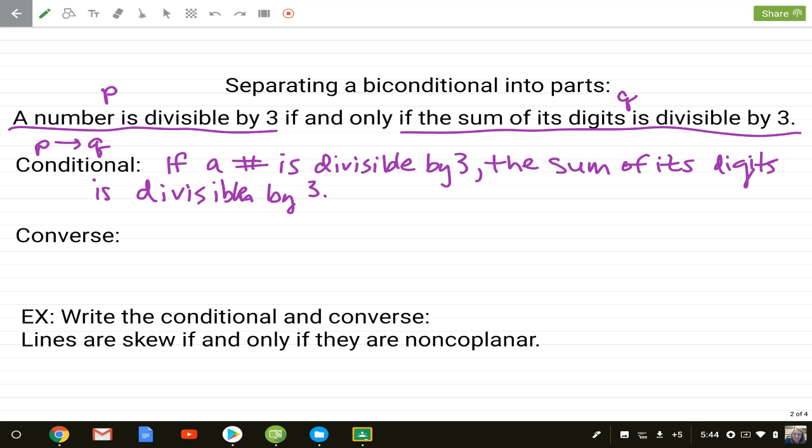Okay, that was the conditional. The converse will put the Q first. So if the sum of a number's digits is divisible by 3, then the number is divisible by 3.